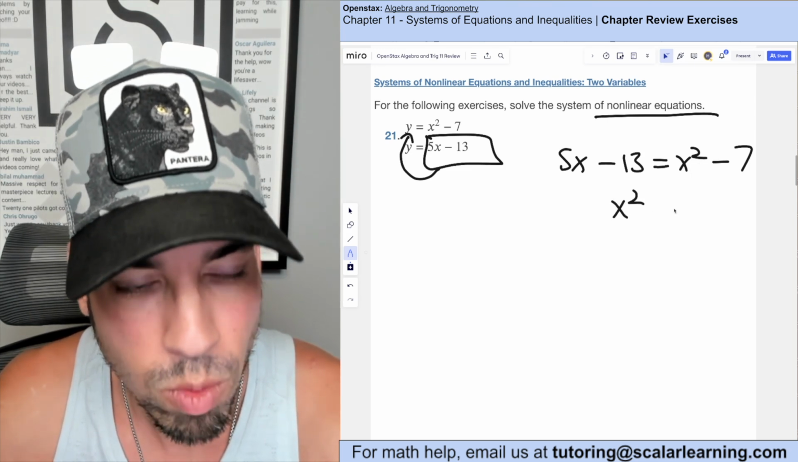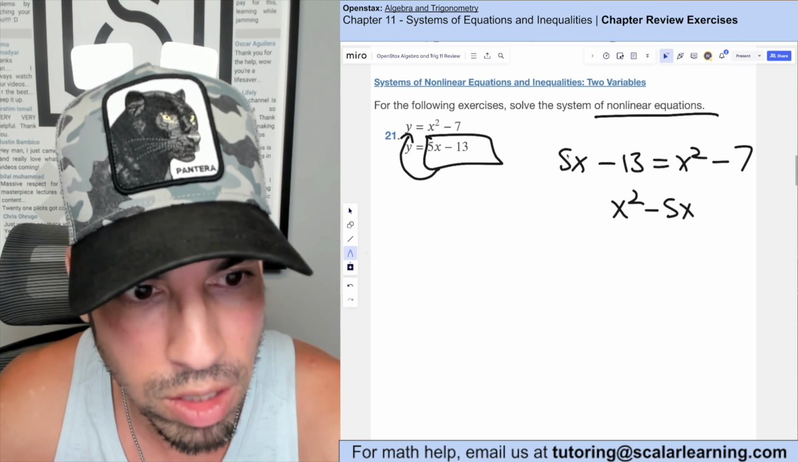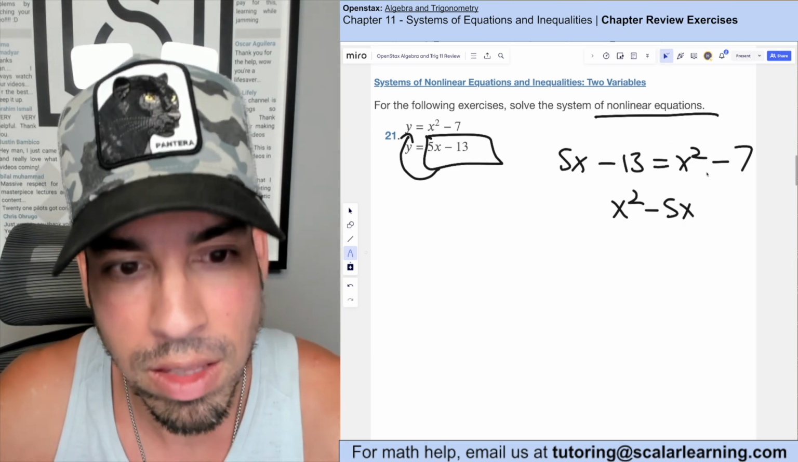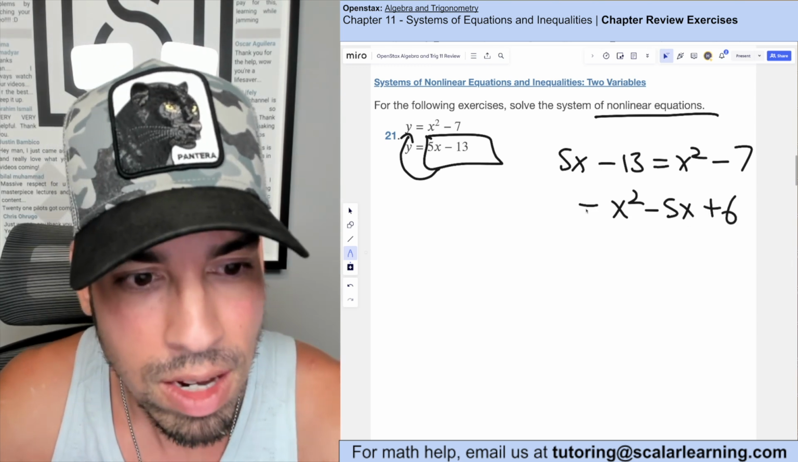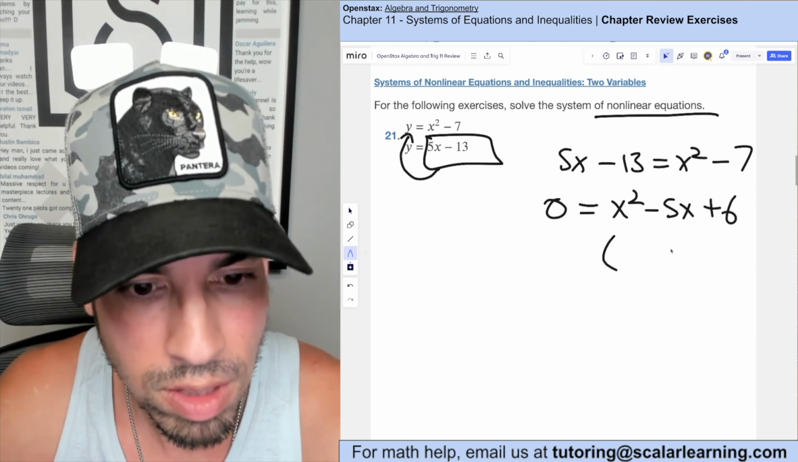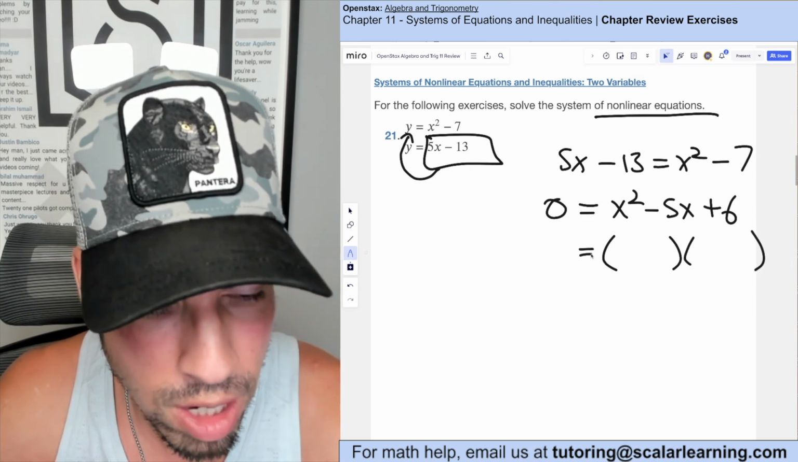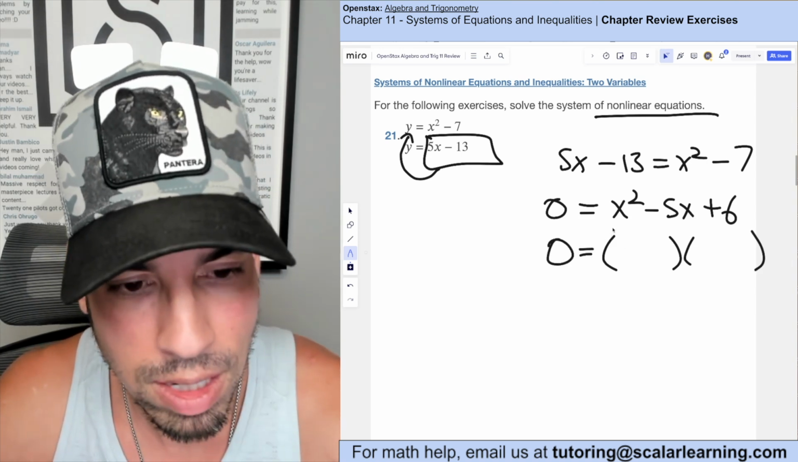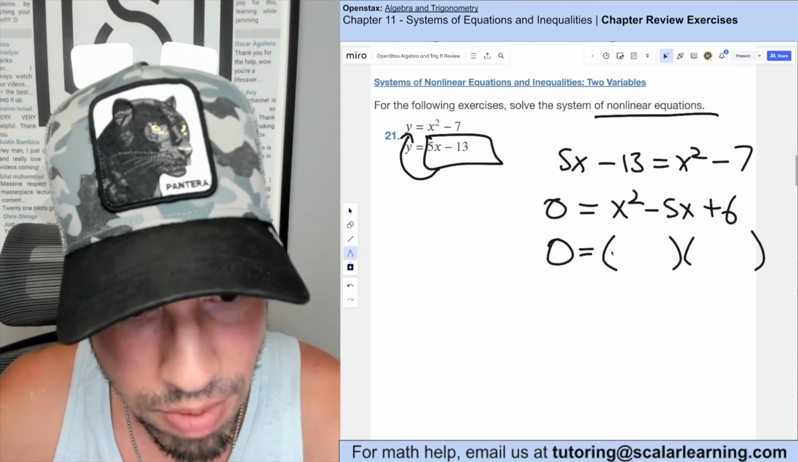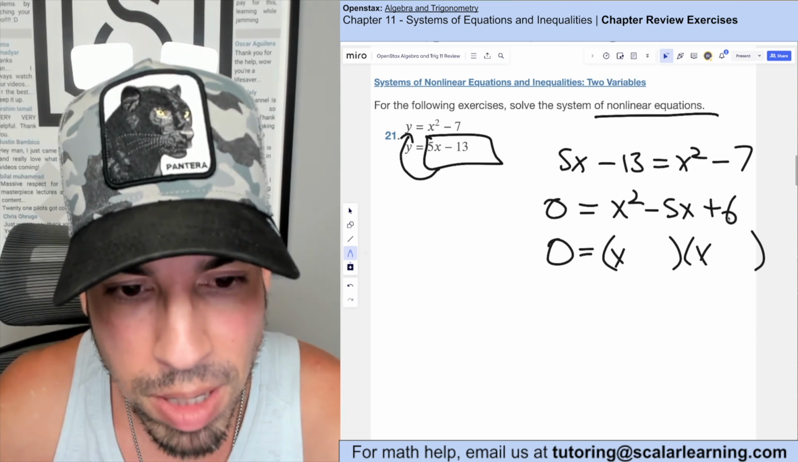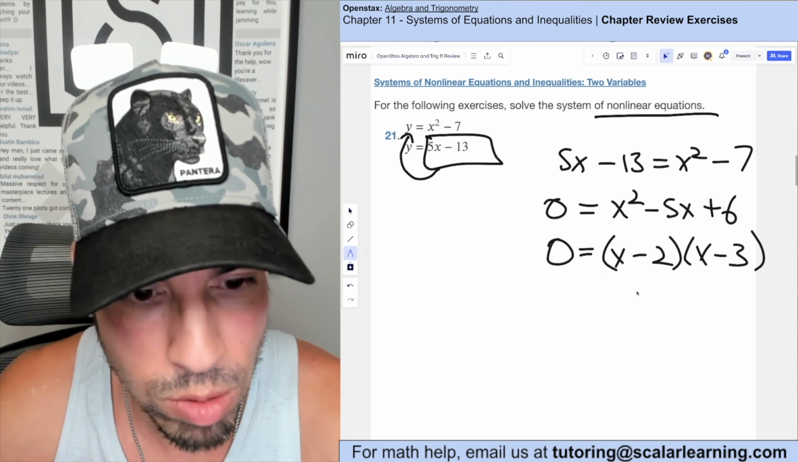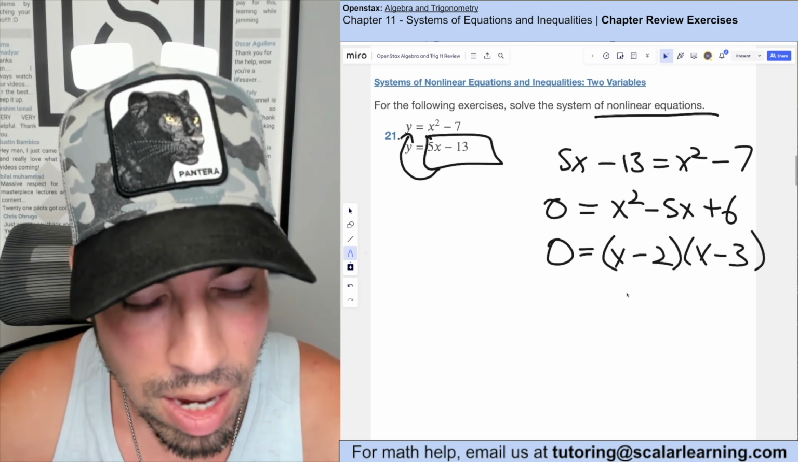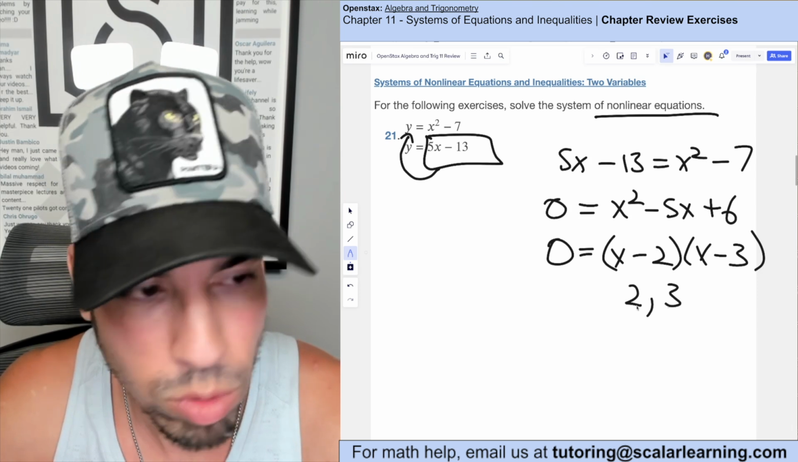X squared, we're going to subtract 5x from both sides, so that brings that over there. We're going to add 13 to both sides. 13 plus negative 7 is 6. And now we got everything equal to 0. And if this is factorable, we're in great shape because we can immediately use the 0 product rule. And this is factorable, right? What multiplies to positive 6 adds to negative 5. That's negative 2 and negative 3, which means we got 2 solutions. We got x equals 2 and x equals 3.